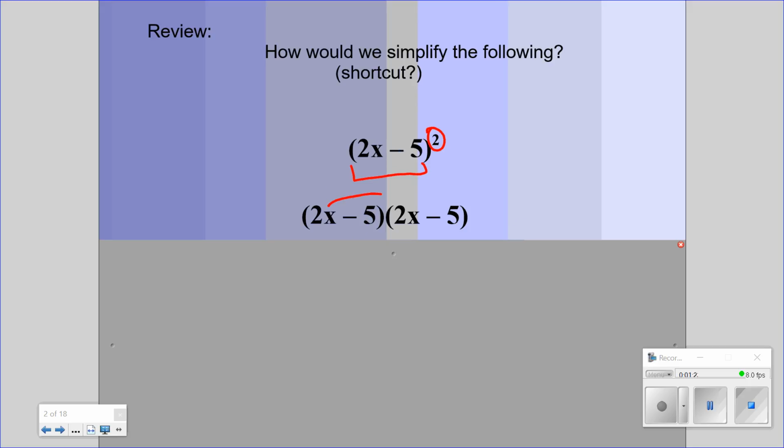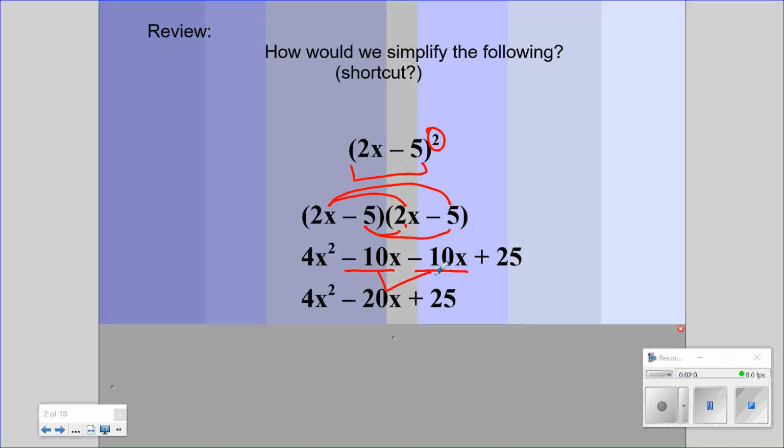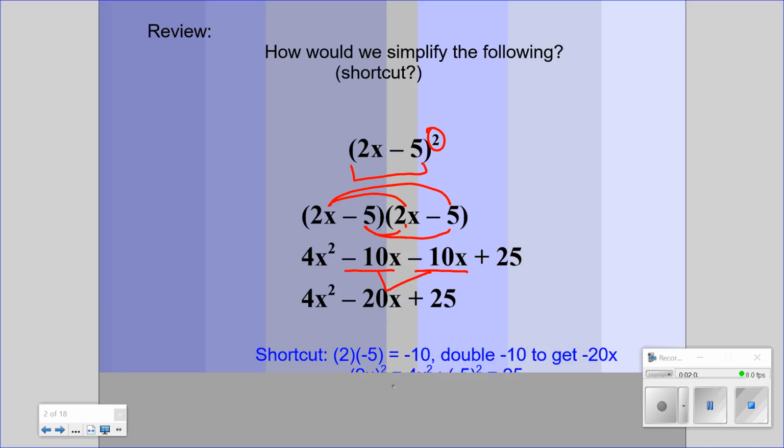And so when we write that out, we'll do 2x times 2x, which is 4x squared, 2x times negative 5, negative 5 times 2x, and negative 5 times negative 5. So after all of that multiplication, we should get 4x squared minus 10x minus 10x plus 25. And this minus 10x portion repeating is not a coincidence, because we are multiplying the same two terms to get those 10x's, whether it be a 2x and a negative 5 or a negative 5 and a 2x. That will simplify to a middle term of negative 20x.